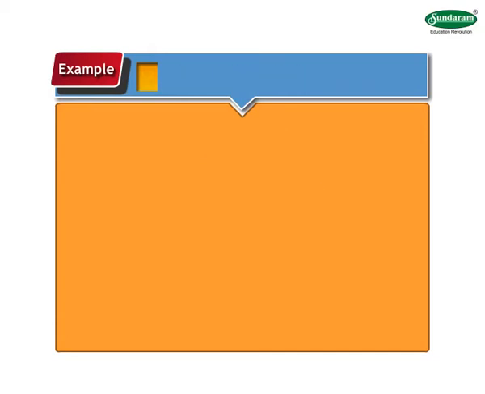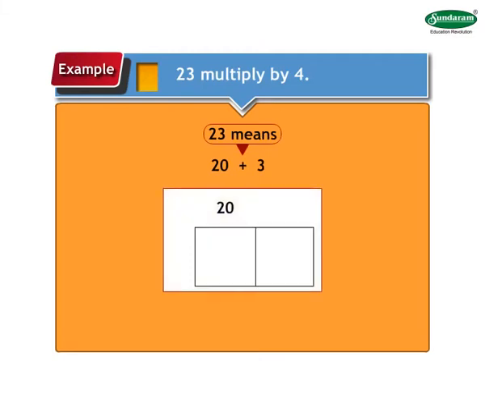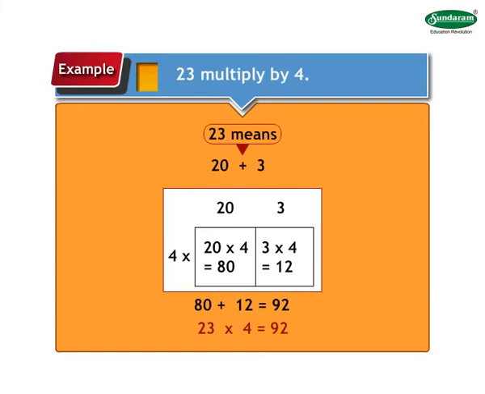Let us see one more example. 23 multiplied by 4. 23 can be written as 20 plus 3. It is easy to find the product of 20 multiply 4 and 3 multiply 4. As 20 multiply 4 is equal to 80 and 3 multiply 4 is equal to 12. Adding 80 and 12, we get 92, which is the product of 23 and 4. Hence, 23 multiplied by 4 is equal to 92.